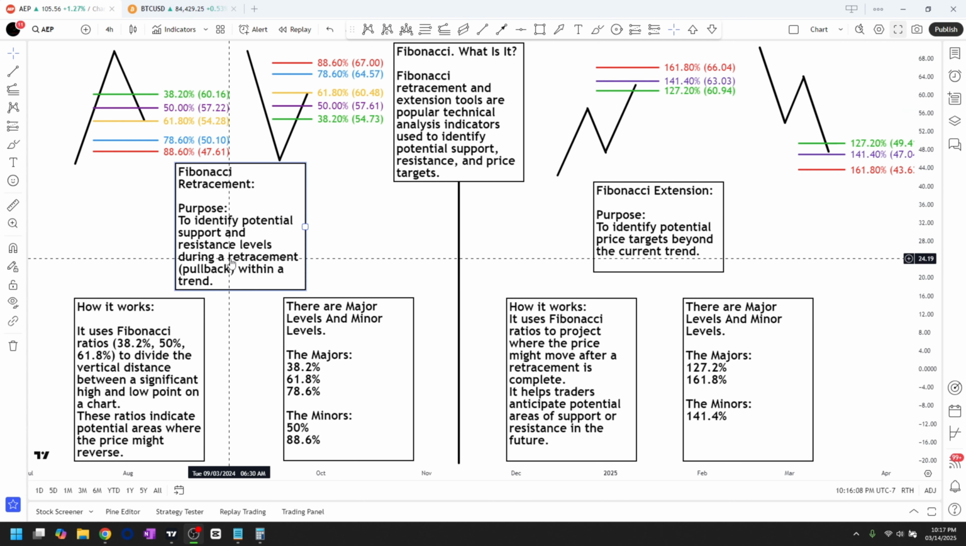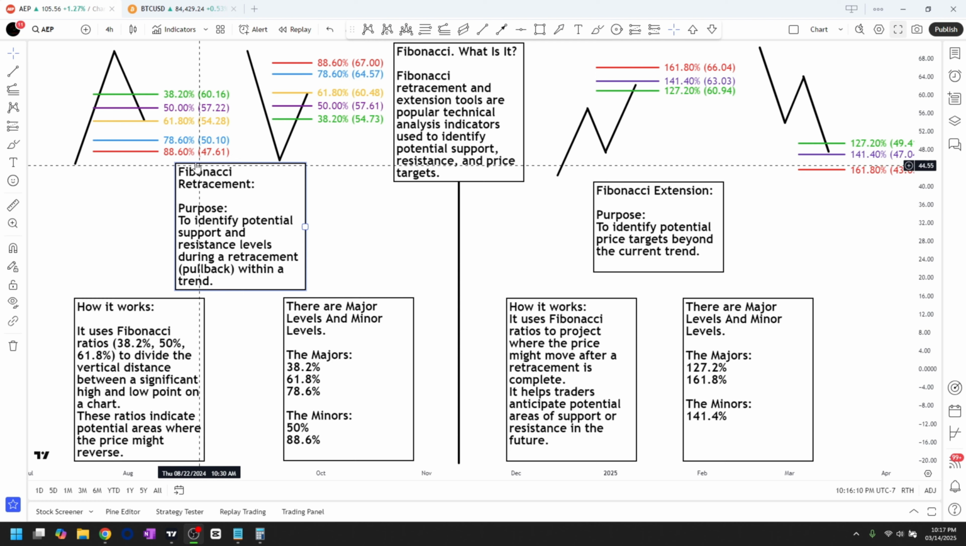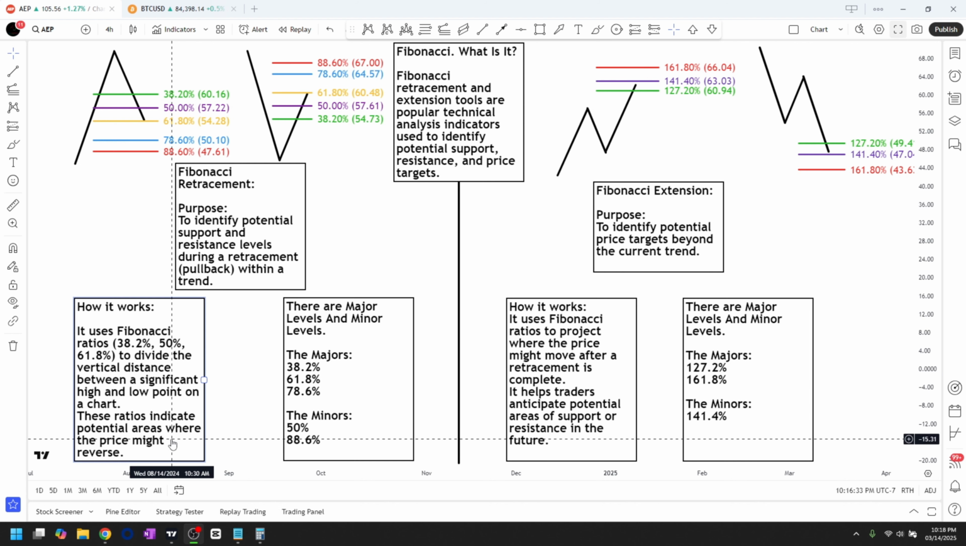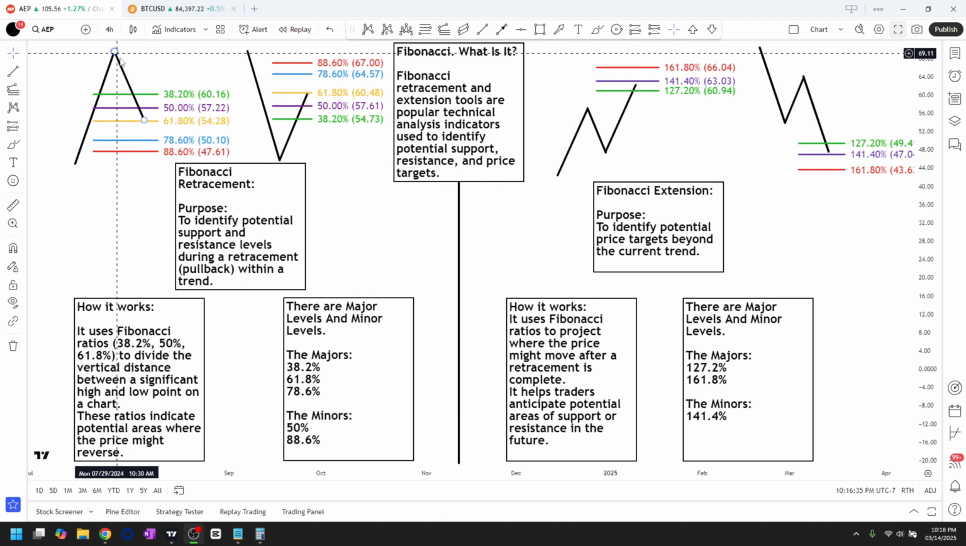So during a retracement or a pullback within a trend, as it's ebbing and flowing, how it works is it uses Fibonacci ratios, 38.2, 50, or 61.8, and I'll talk about the majors and minors in a second, to divide the vertical distance between significant high and low points on a chart. These ratios indicate potential areas where price might reverse. So if you're looking up here, when you see this area, knowing that there's market structure there, that's where it might reverse and go the other way.